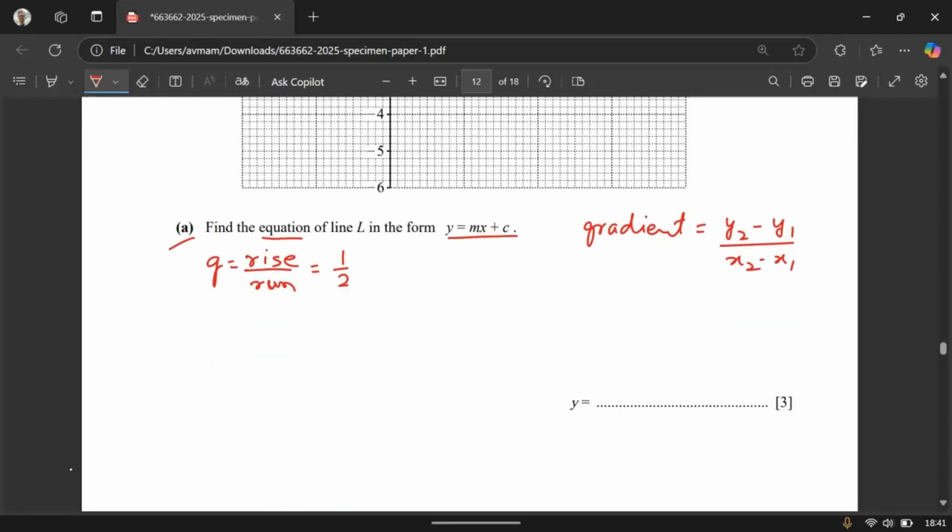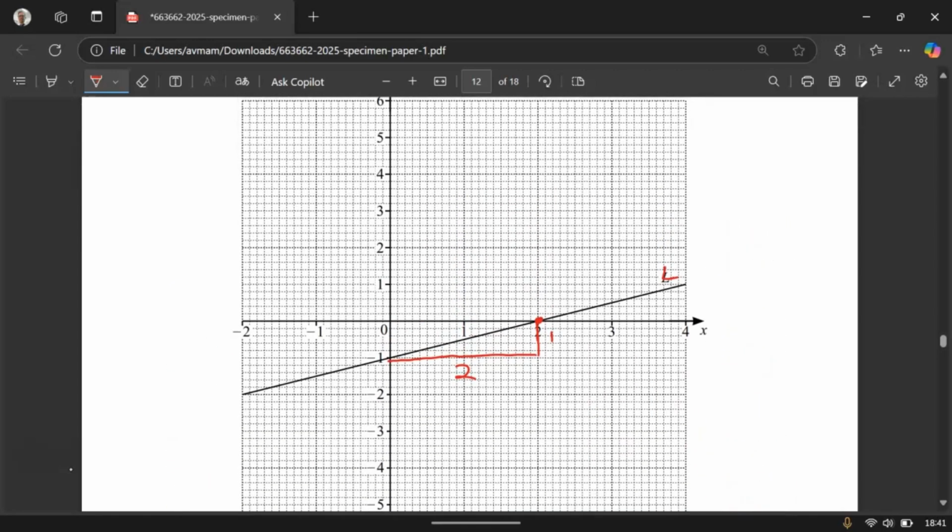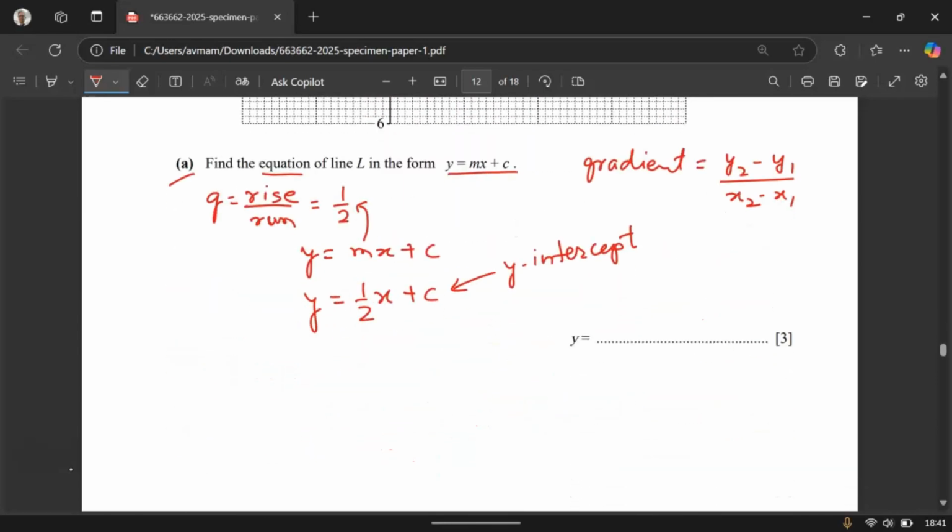The form of the equation is y equal to mx plus c. So we found out m is the gradient. So we have half x plus c. This c over here is the y-intercept. Y-intercept means where is the line crossing the y-axis? That's minus 1. So y equal to half x minus 1 is the equation of the line L.